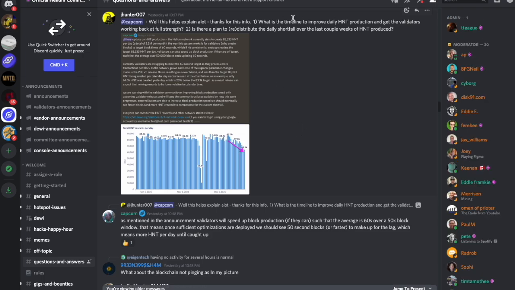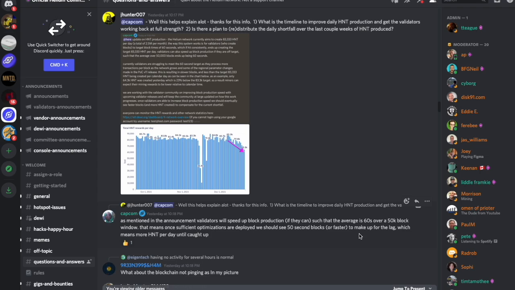saying. Somebody says, one, what is the timeline to improve daily HNT production and get validators working back at full strength? And two, is there a plan to redistribute the daily shortfall over the last couple weeks of HNT produced? Amir does respond directly to this and he says, as mentioned in the announcement, validators will speed up block production, if they can, such that the average is 60s over a 50K block window. That means once sufficient optimizations are deployed, we should see 50 second blocks or faster to make up for the lag, which means more HNT per day until caught up.